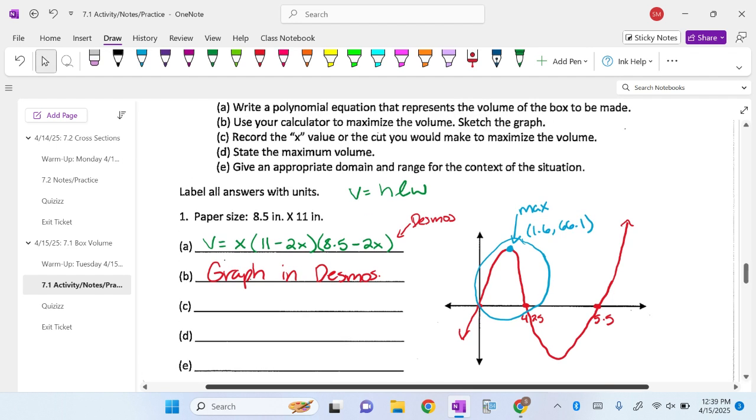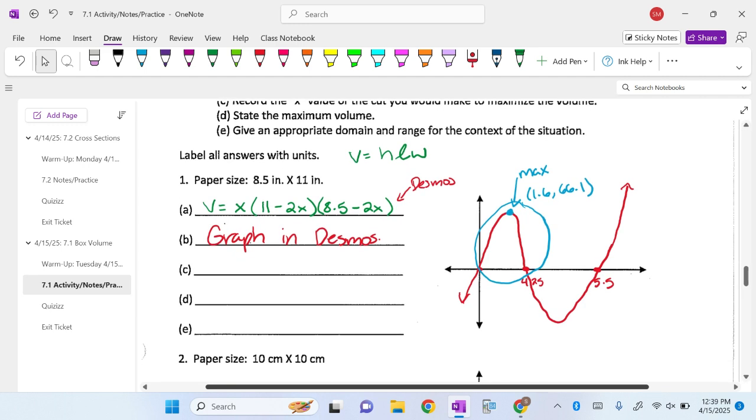So letter C says record the X value that you should cut to maximize the volume. So what is my X value? X has to equal what? What's the X value of my max? 1.6 inches. What would be my maximum volume? V would equal what? 66.1 inches cubed.